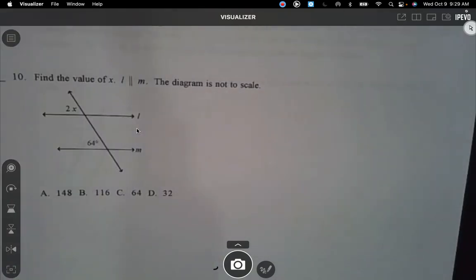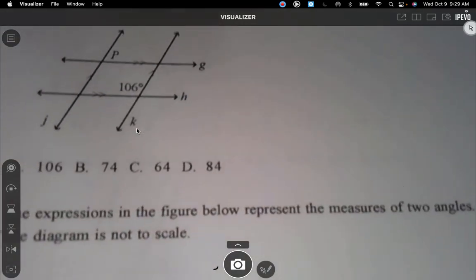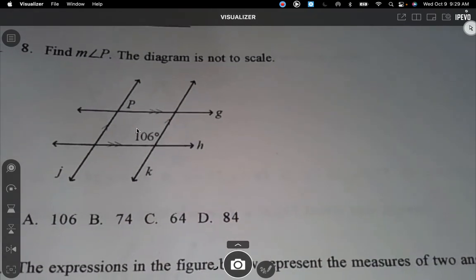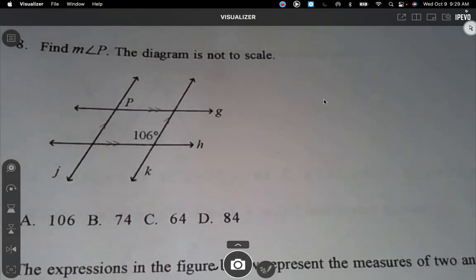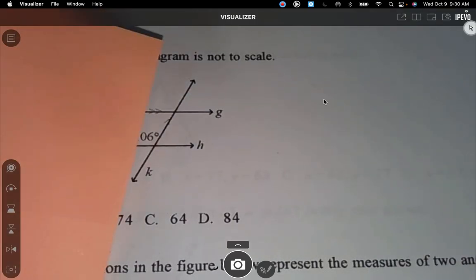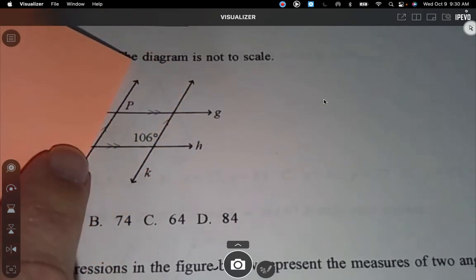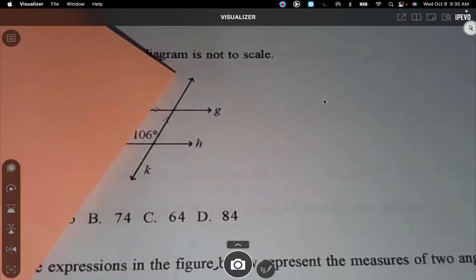Okay. Number 8, I think I saw this one on there. All right, so this one, they try to kind of confuse you. Don't assume that that's 106. Don't skip around. I have 4 different transversals, so they're trying to confuse you. If it were me, I would cover up one. Watch, let me cover up this one and figure out some stuff.